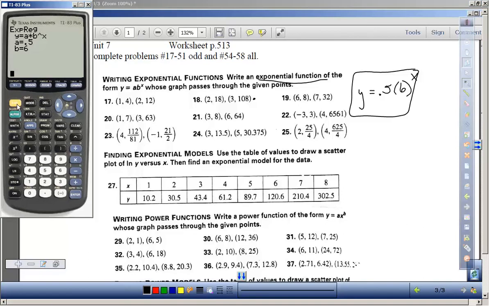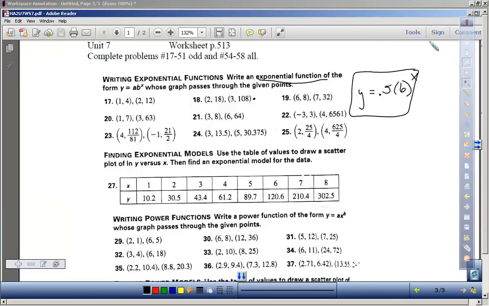Now notice my r-squared value didn't show up. If you have forgotten, if you go to catalog and the D's, diagnostic on is what you're looking for. If you turn your diagnostic on, now when I go to stat and calculate and 0, exponential, my r-squared value will show up. And this was an r-squared value of 1. So that means it goes exactly through those 2 points. But that is what we are dealing with today and how we find models for sets of data.